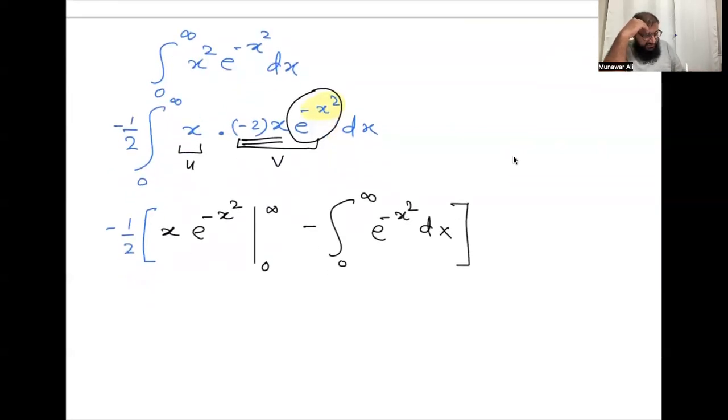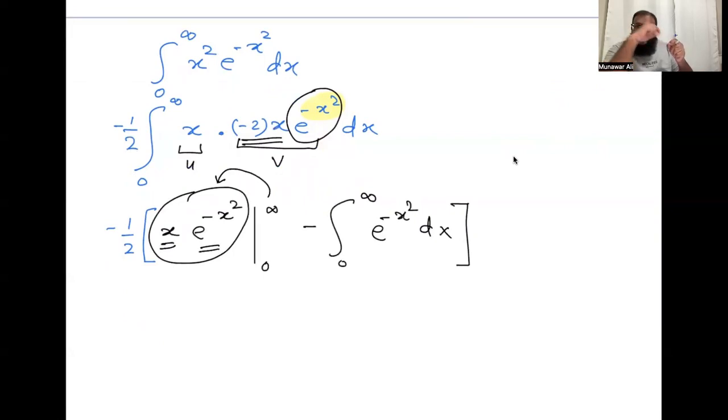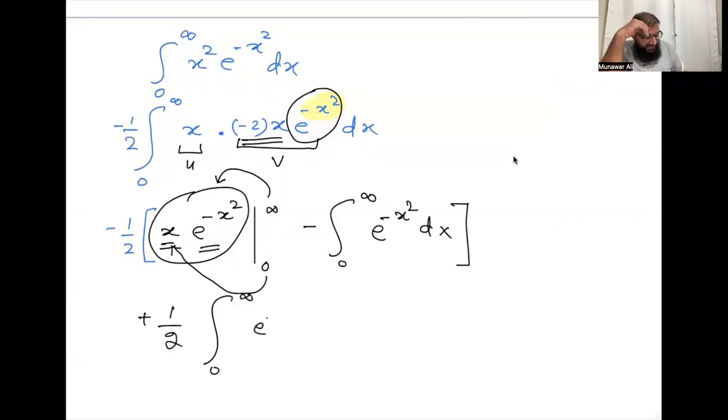Now you can see if I apply my limits over here, if I apply x equal to infinity, then this x gives me infinity, but this e to the negative x square gives me 0. But that converges to 0 faster than x. So at infinity, this whole is going to be 0 in the sense of limits. You can apply L'Hopital's rule or something else. When I substitute x equal to 0, then this becomes 0. So this term is simply cancelled. Now this becomes negative times negative, positive 1 half, integral 0 to infinity, e to the negative x square dx.